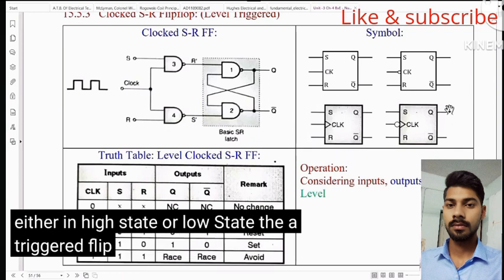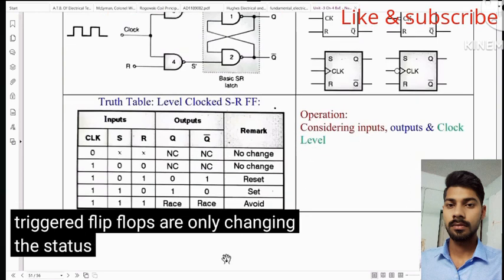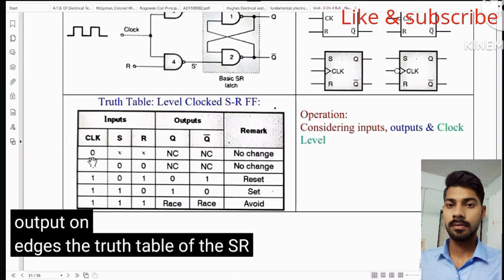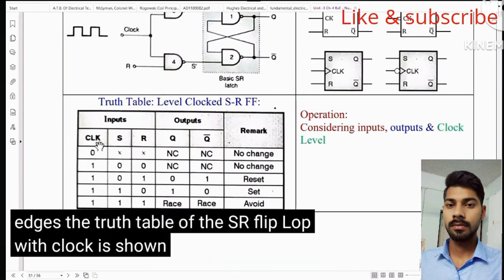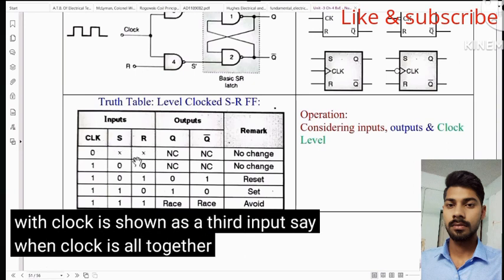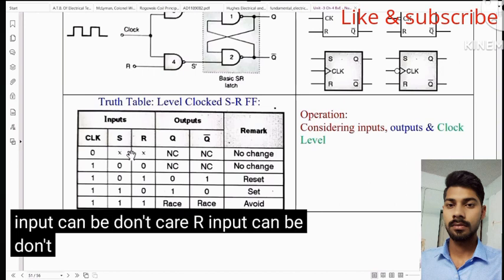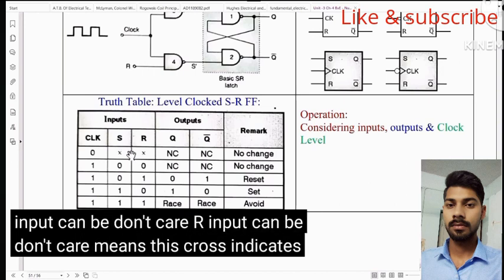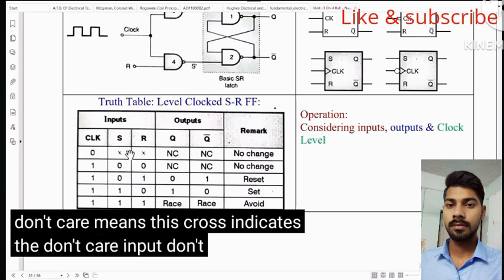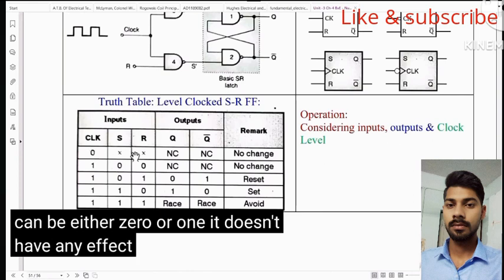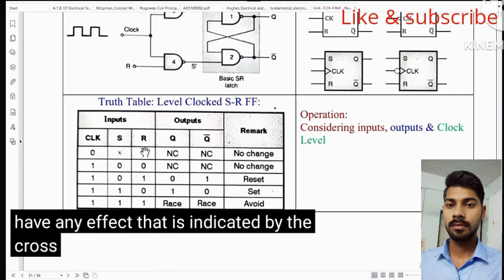The edge triggered flip-flops are only changing the status of the output on edges. The truth table of the SR flip-flop with clock is shown, with clock as a third input. When clock is 0, then S input can be don't care and R input can be don't care. This cross indicates the don't care input. Don't care means it can be either 0 or 1. It doesn't have any effect. That is indicated by the cross sign.